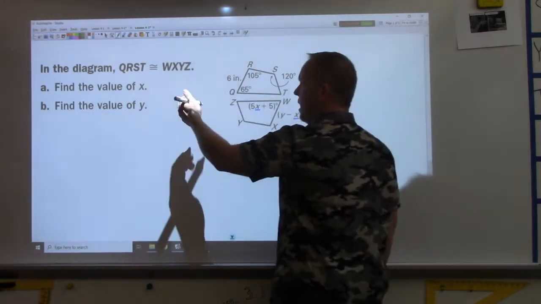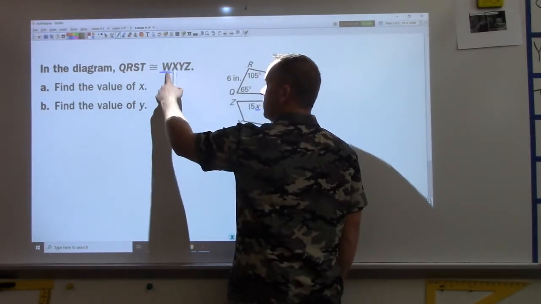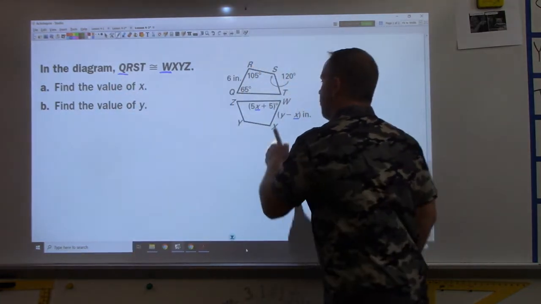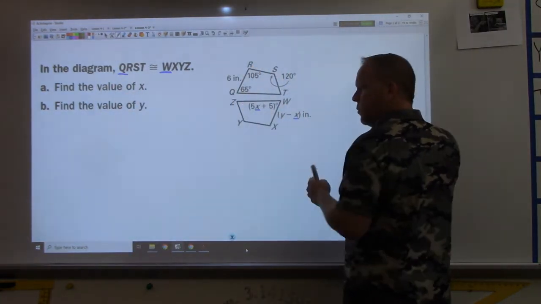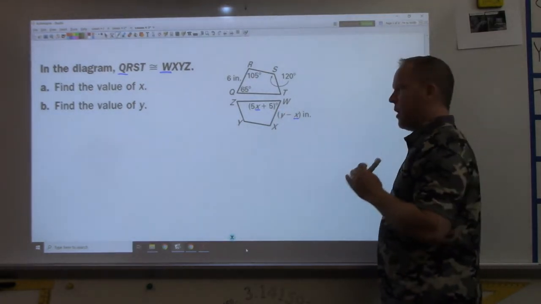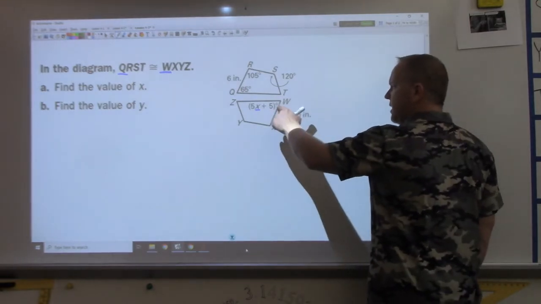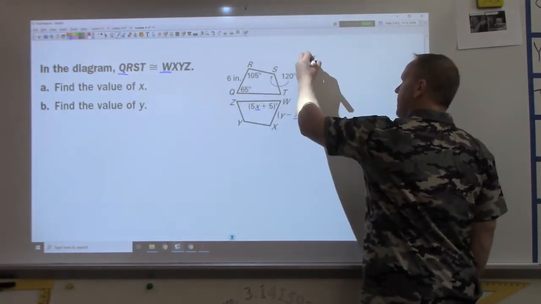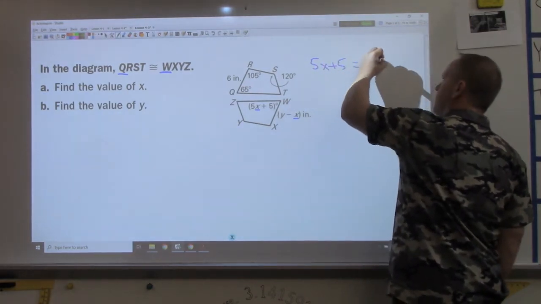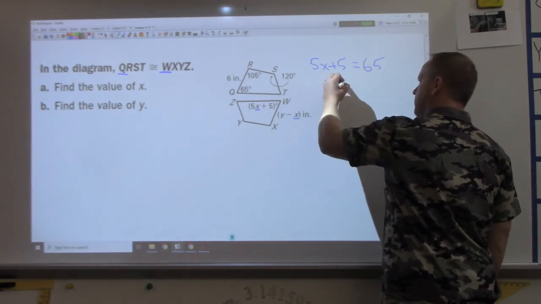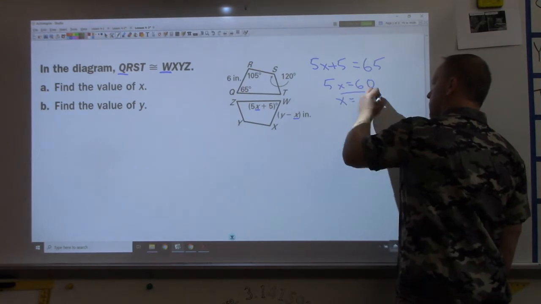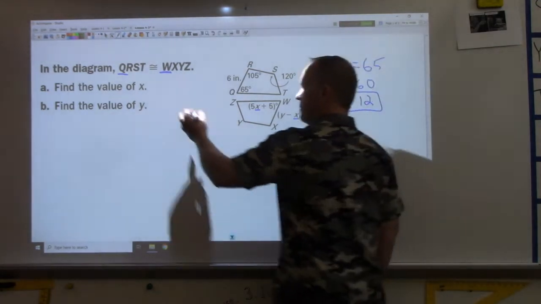So now go back to your name. Angle W is the first letter. So the first letter over here is angle Q. So W corresponds to angle Q. This is why the names are important, because sometimes these shapes are flipped, turned, and rotated, so you don't know which ones are the correct ones, or which ones correspond to them. So this is congruent to this. So 5x plus 5 is equal to 65. Solve for x. X equals 12.